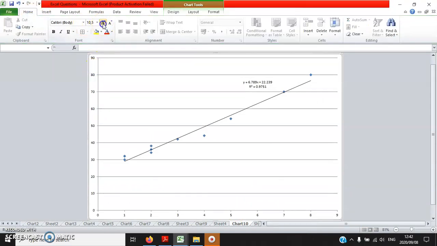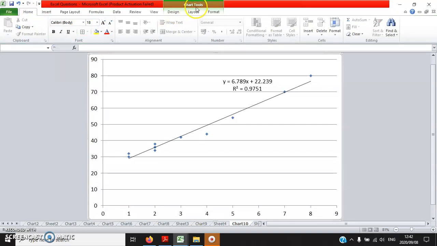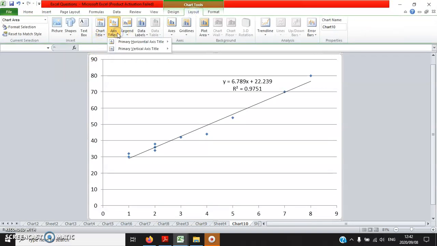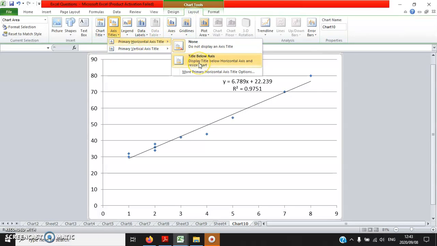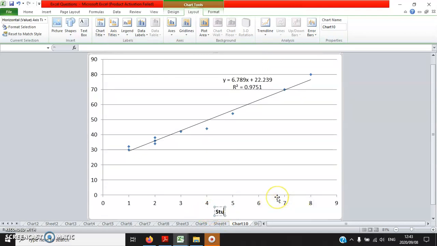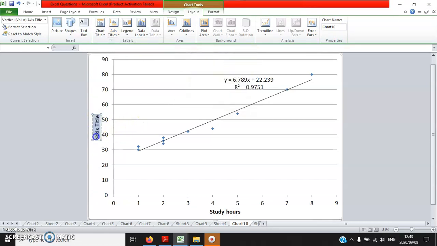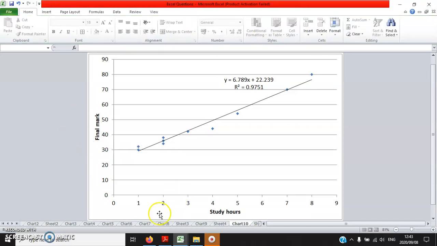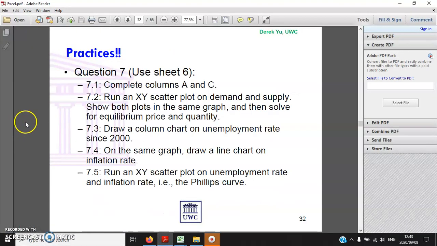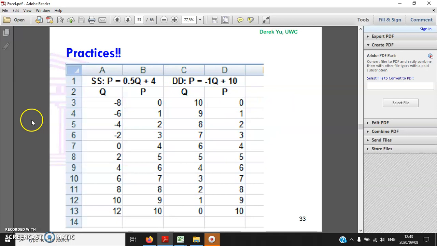I think this time we should clearly label the X and Y axis. So layout, axis title, horizontal or x-axis below the axis, then you can type study hours. And then the next one, vertical axis, rotated title. And then this is final mark. Okay, did I make typo error? Oh, no, it's correct spelling. Okay, happy with this? Then let's move on to the next one.